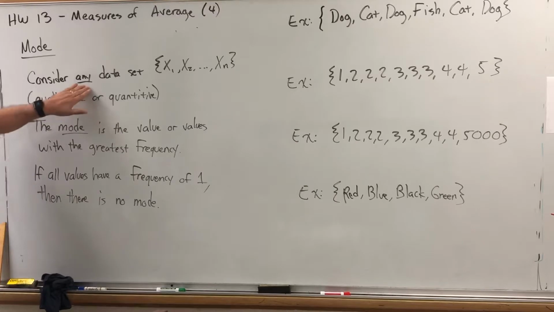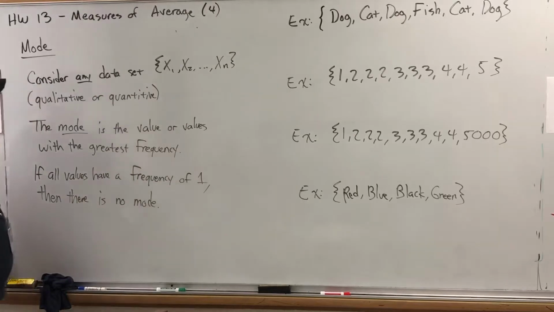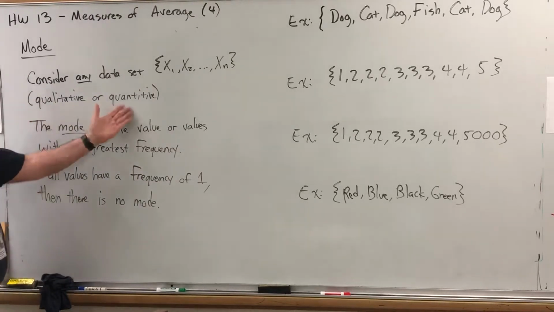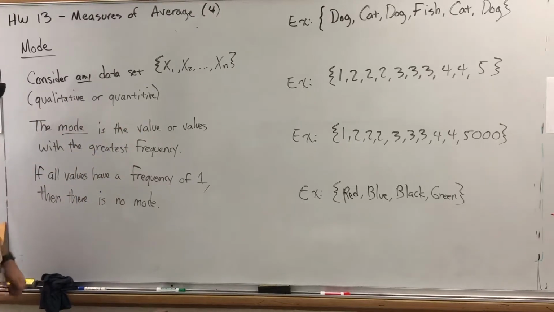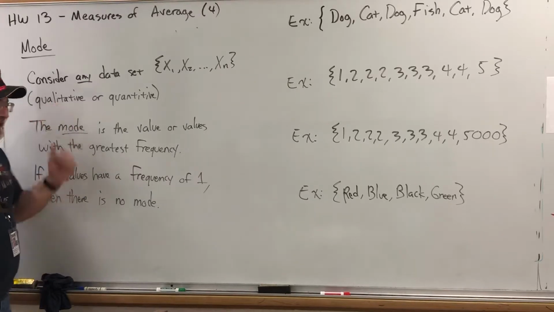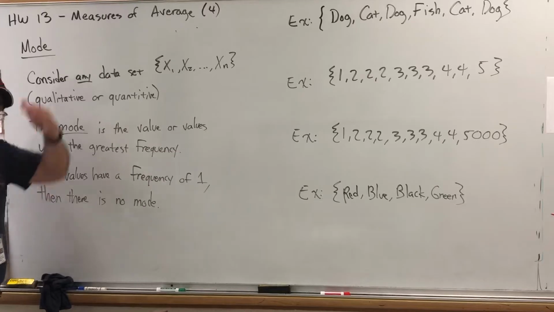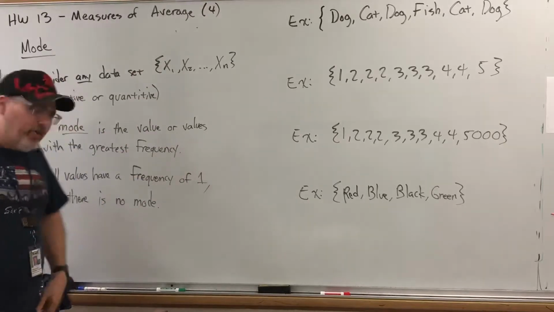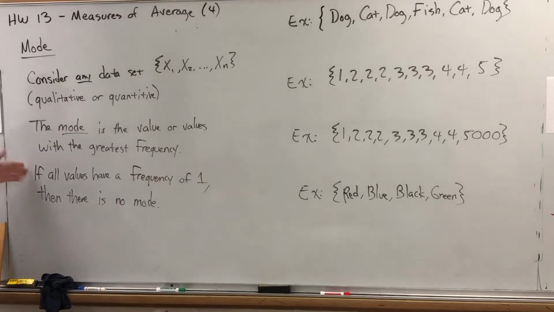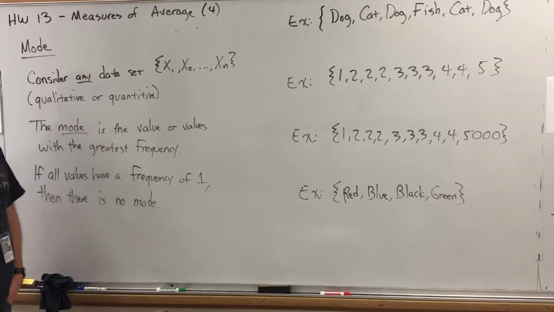Consider any data set, x1, x2, all the way through xn. And what I mean by any data set is qualitative or quantitative, so either non-numerical data or numerical data. This is the only measure of average that applies to non-numerical data. The mode is the value or values, so there could be more than one, with the greatest frequency. So if we were to make a frequency distribution, it would be the value whose number in the frequency column is the greatest. However, if all values have a frequency of 1, there is no mode. In other words, if everything occurs only once, there is no mode.